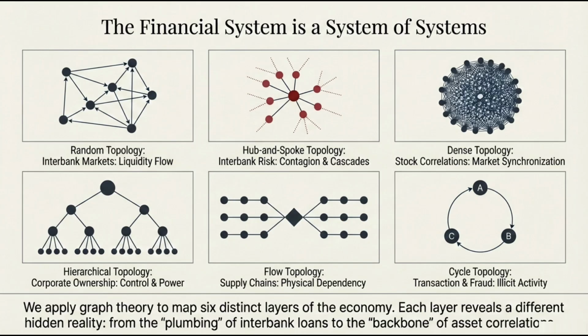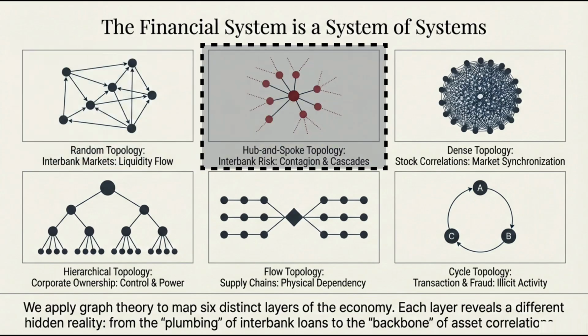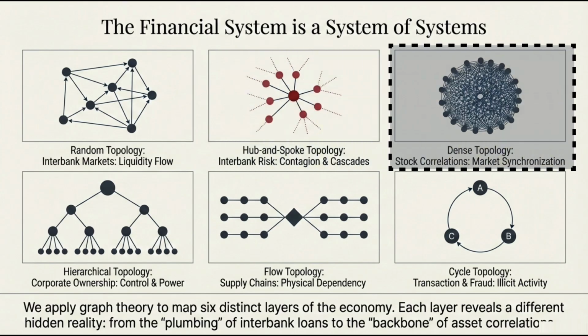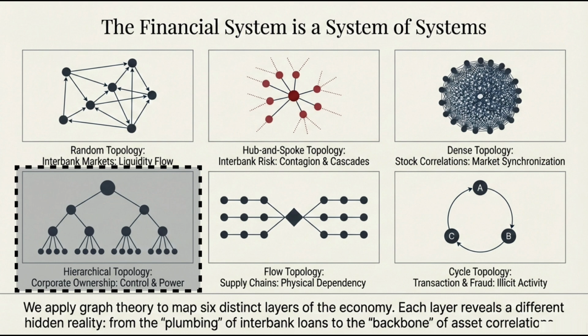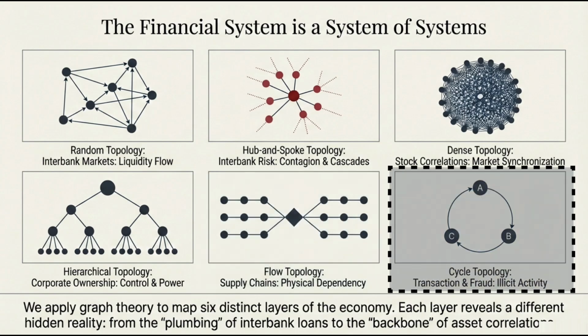Rather than one single network, we actually have many overlapping network forms, each revealing a different hidden structure of the economy. You can see 6 examples laid out across the page. At the top left, a random topology is linked to interbank markets and liquidity flow. In the middle, a hub-and-spoke topology represents interbank contagion and cascades. On the top right, a dense topology is associated with stock correlations and market synchronization. On the bottom row, a hierarchical topology represents corporate ownership and control, a flow topology captures supply chain dependency, and a cycle topology relates to transactions and possibly illicit activity.